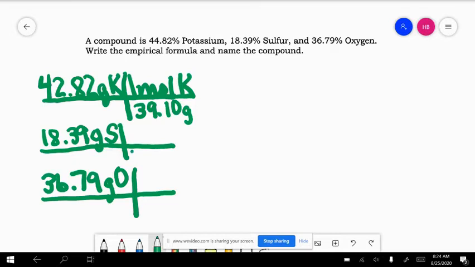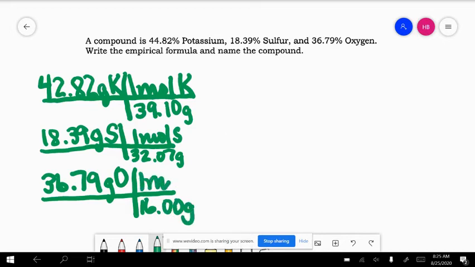Sulfur is 32.07. And oxygen is 16.00 grams in 1 mole. Once I get them in moles, then I'll be able to compare them with each other. So this is a dividing problem.